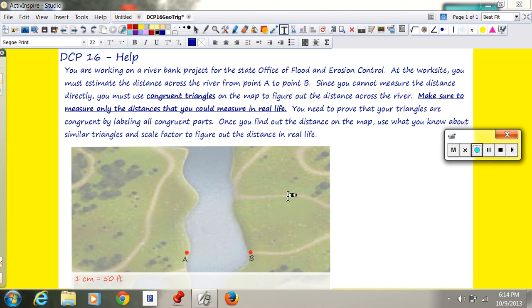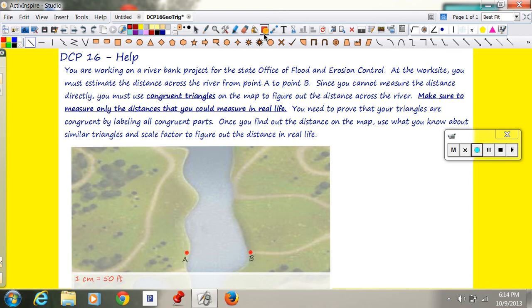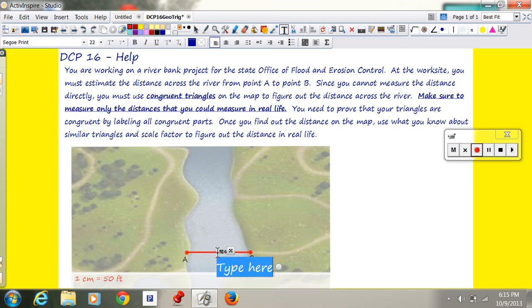We're trying to figure out the width of this river, and we're going to use congruent triangles. That would make it a little easier for us. So this is the width that we're trying to figure out right here. This is going to be our x value. Now we are on this side of the river, so we can't cross over and do any triangles over on this side. We got to do everything from this side.